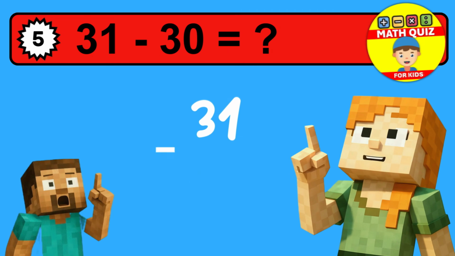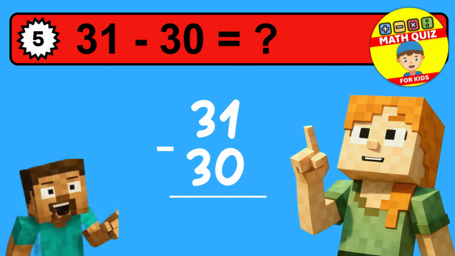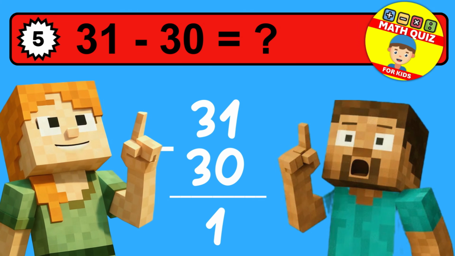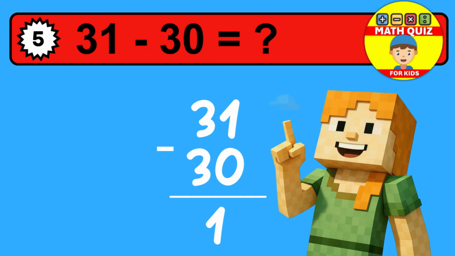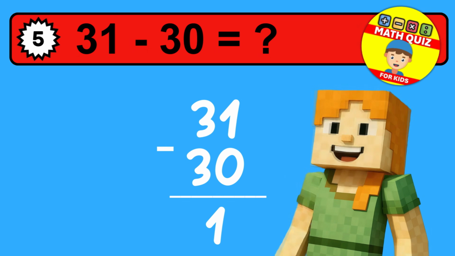Let's solve this step by step. We start with the units. 1 minus 0 is 1. Then we go to the tens. 3 minus 3 is 0. The final answer is 1.